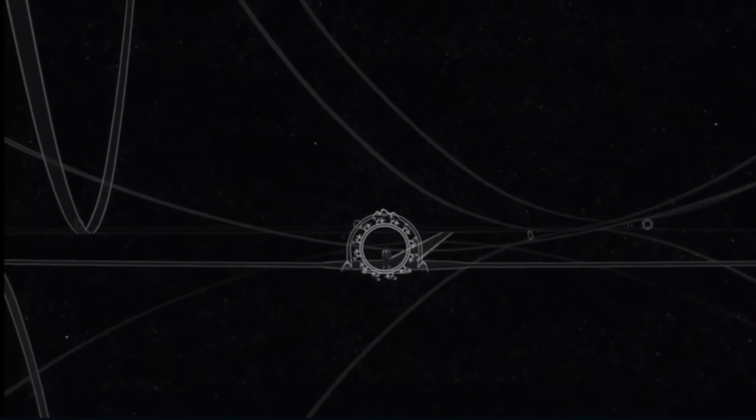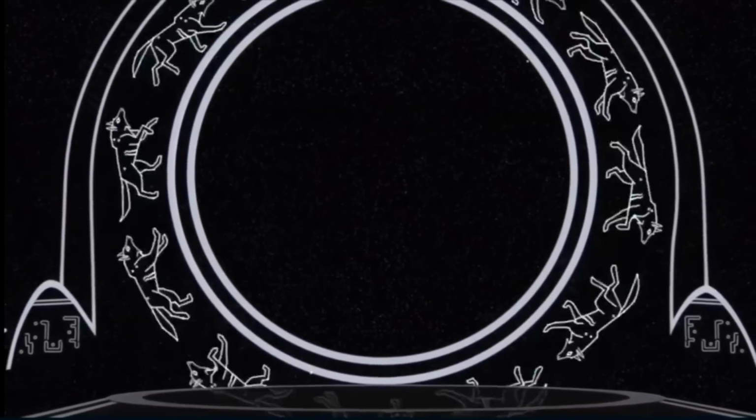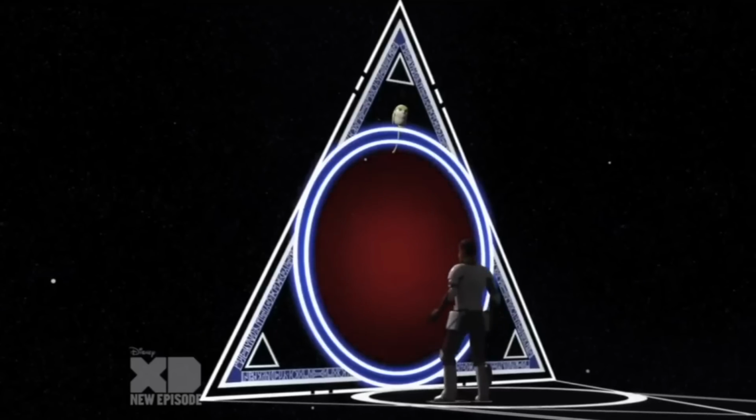It is a place that exists outside of time and space and has all these doorways to various places throughout the galaxy. Each portal has its own shape and symbols surrounding it, such as the Loth Wolf surrounding the portal to Lothal, and the triangle symbol synonymous with the Sith being on this portal to the Sith Temple on Malachor.